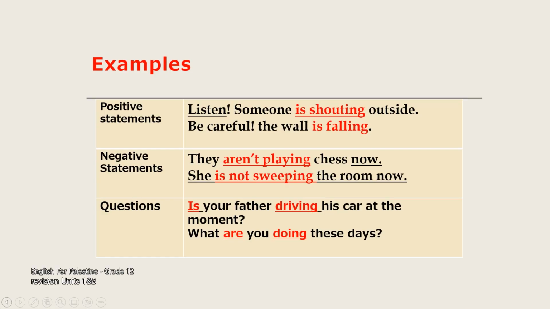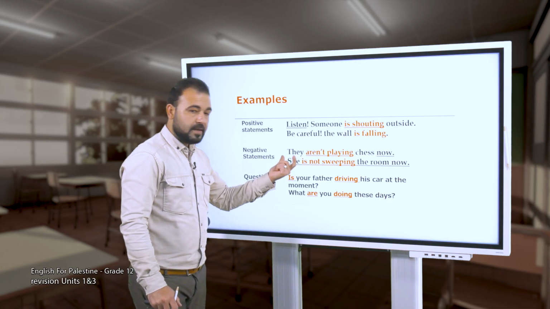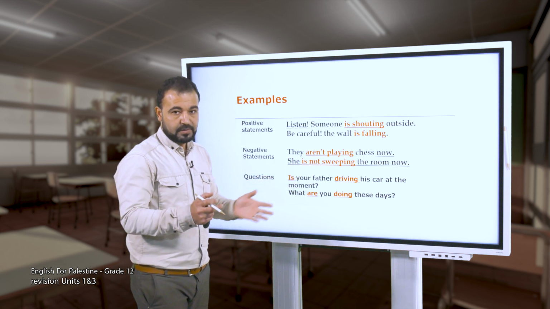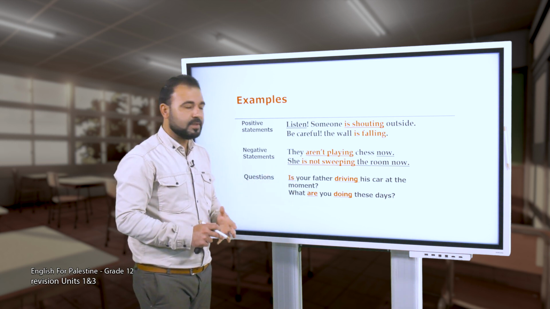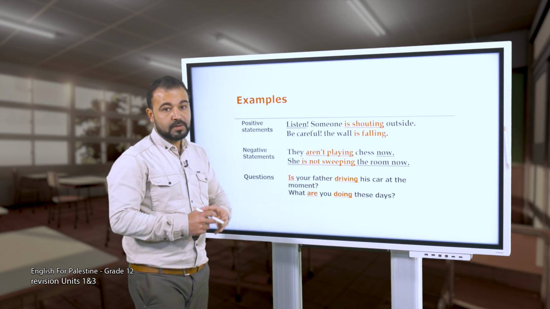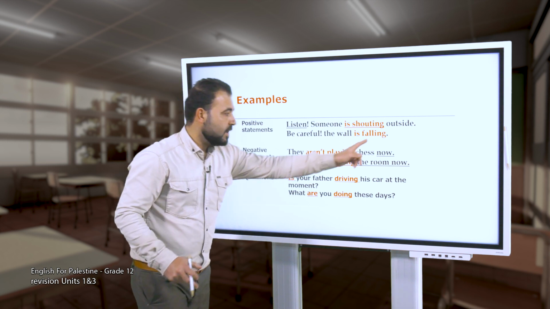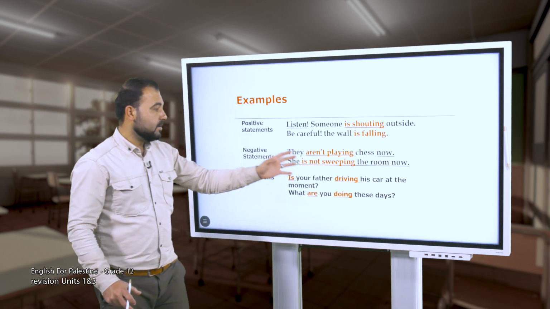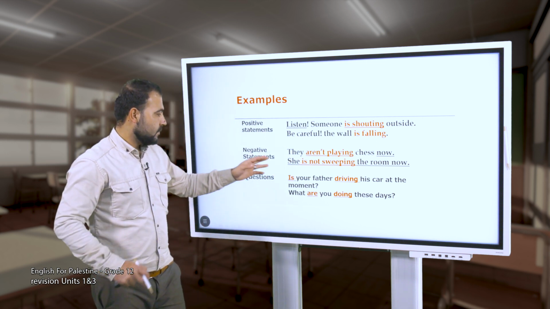Negative statements. They aren't playing chess now. They, a plural subject, aren't. Here, because we are talking about plural, and the verb play takes here the ing form because it is continuous. We have here also a keyword which is now. They aren't playing chess now.